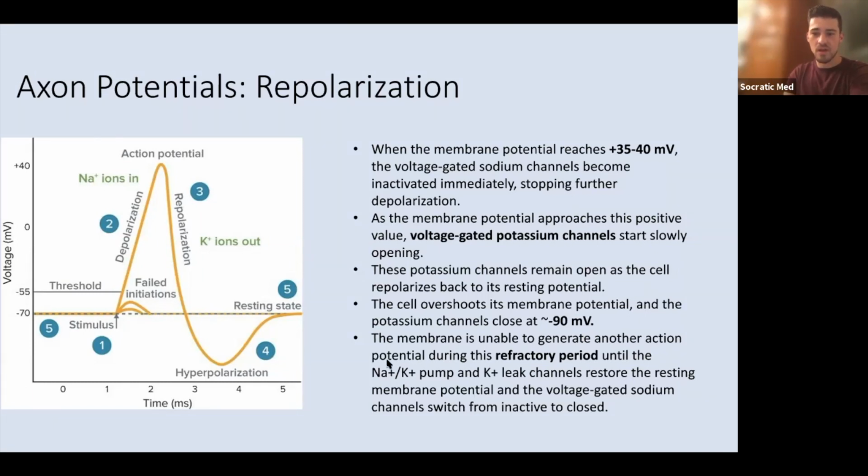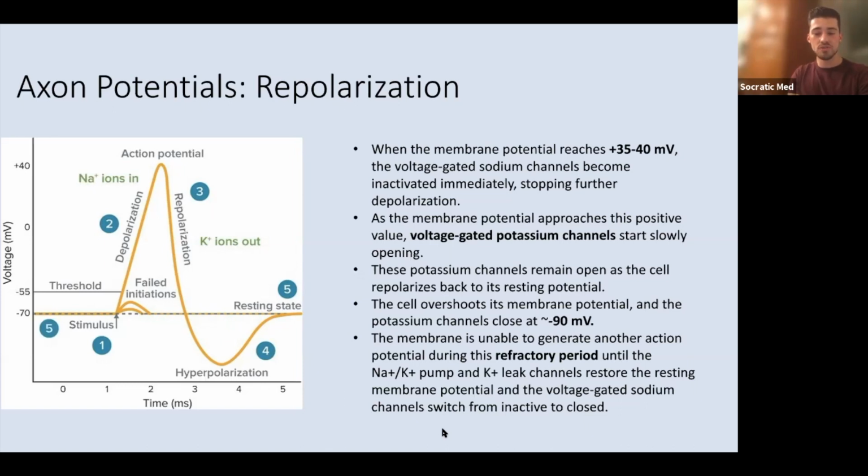So the membrane is unable to generate another action potential during this refractory period until the sodium potassium pump and potassium leak channels restore the resting membrane potential and the voltage-gated sodium channels switch from inactive to closed. When you're talking about voltage-gated ion channels, there are basically three forms that they can take. There's open, closed, and inactive. When they are open, obviously is the easiest. They're open. Ions are flowing down their concentration gradient freely.